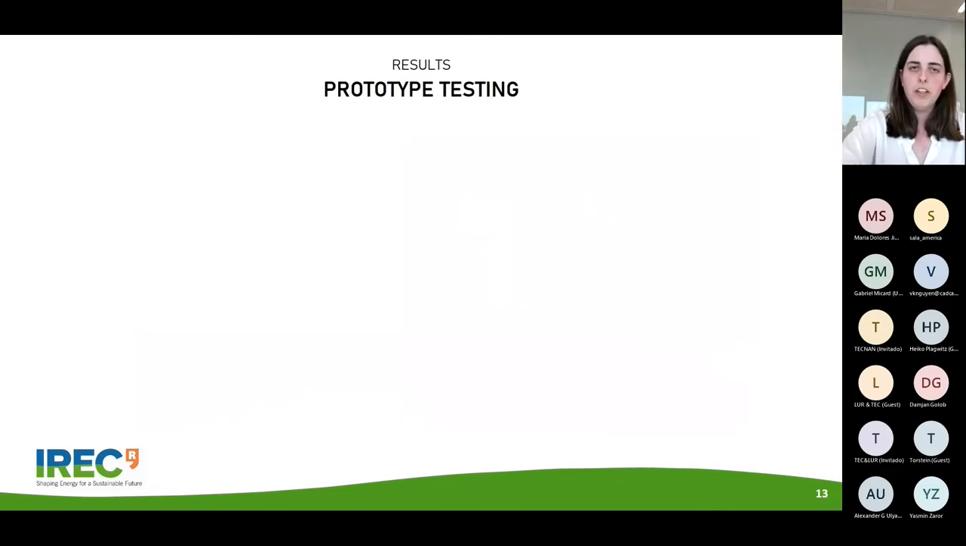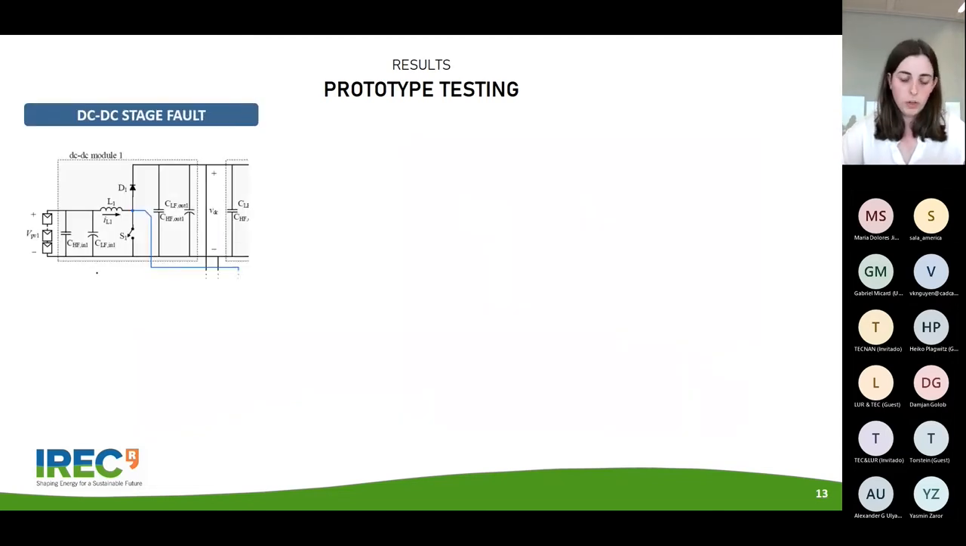So let me show you now the results for emulating a fault on the DC-DC stage. Just to refresh a little bit, this is the stage that is next to the solar PV arrays. We will be emulating a fault in the only switch of the boost converter. To emulate a fault on this switch, we stopped sending the switch operating signals, so we left the switch open, to say it simply. In that way, we emulate that this switch has failed.